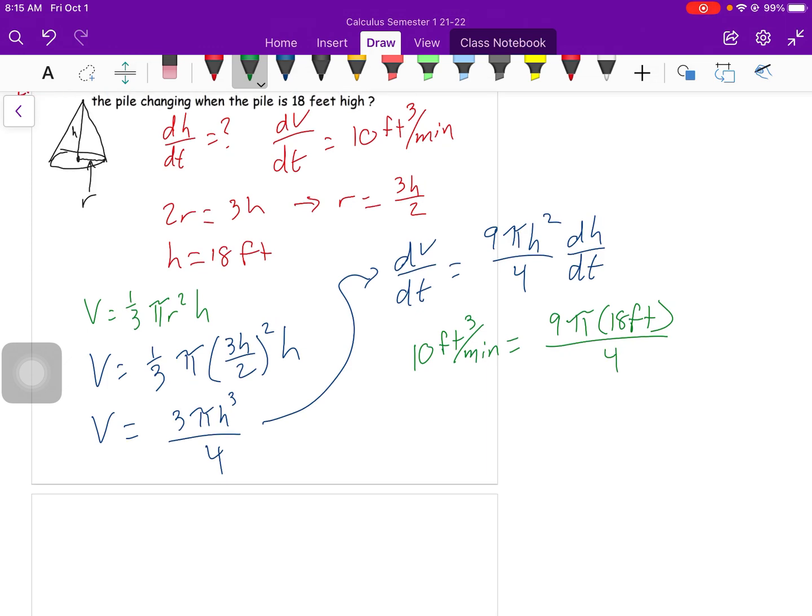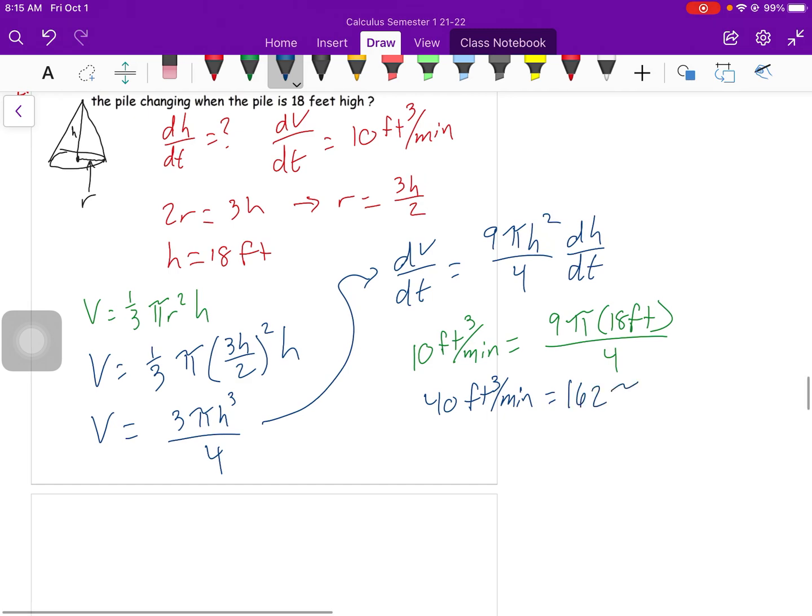I can simplify this if I want to. If I don't want to, I don't have to. I can't get rid of the 4 completely, so I'm not going to worry about simplifying. Okay, but I know that I have 40 feet cubed per minute is equal to, well, 9 times 18 is 162, and then there's pi feet.